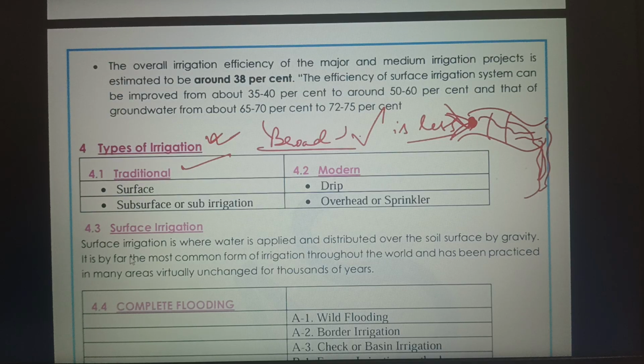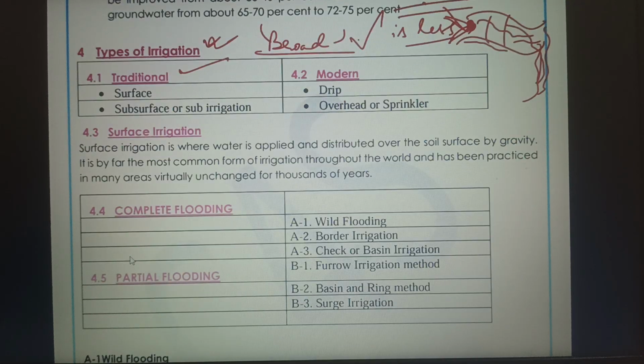If the water flows just beneath the surface through certain pipes, it is subsurface irrigation. Drip, as everybody knows, flows through a system of pipes, and sprinkler flows through a system of a motor and sprinkler heads. So these are the types of irrigation. Till now they have not asked very much in detail, so we are not going into that, keeping it short and concise.